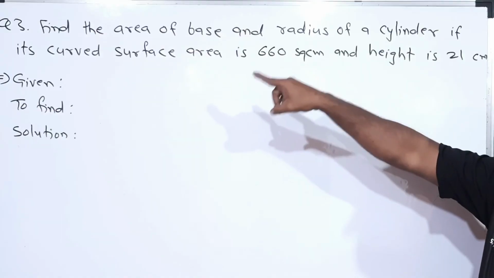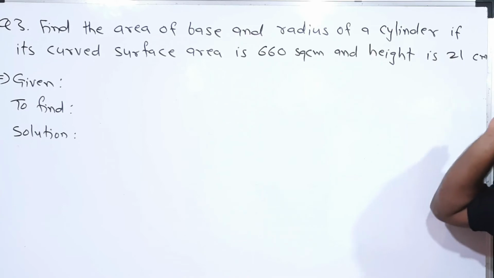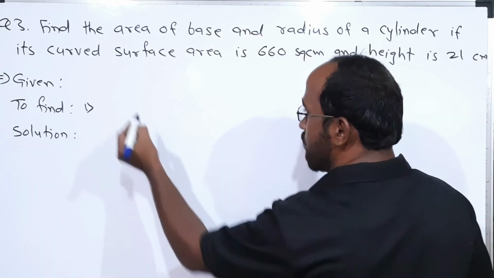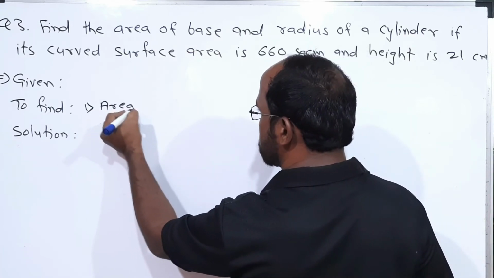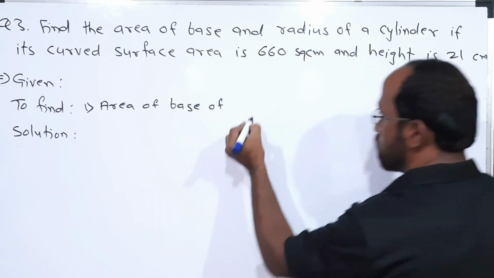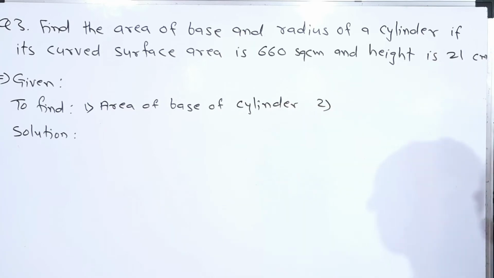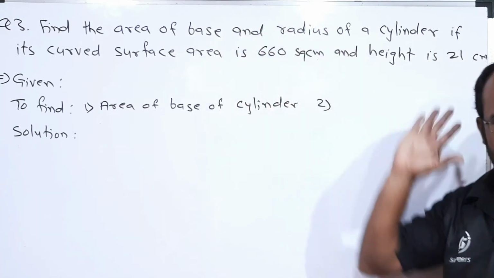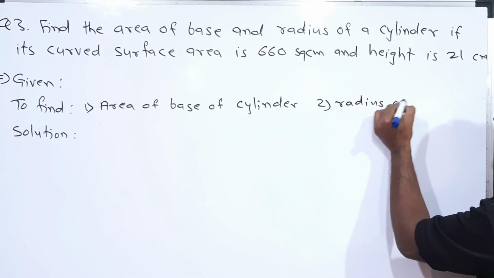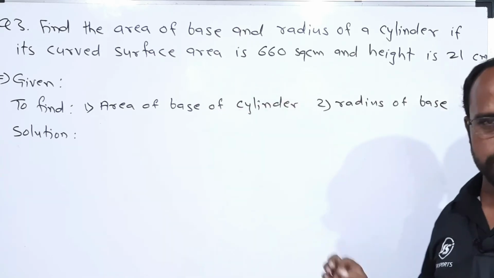The question is to find the area of base and radius of a cylinder. So what we have to find? Directly we can write the "to find" part: area of base of cylinder, as well as, second thing, we have to find radius also, the radius of base of cylinder. These two things we have to find.